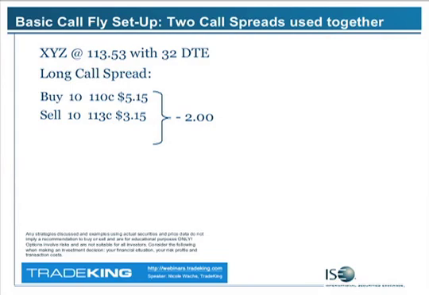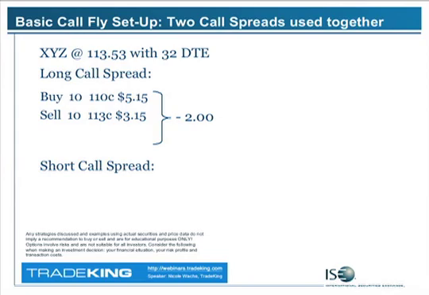So what we're saying here is the underlying is XYZ, and it's 32 days between now and expiration, and you are looking to buy 10 of the 110 calls and sell 10 of the 113 calls. That's a long call spread or a long debit spread, bull call spread, vertical spread. All those terms mean the same thing. And this debit here would cost you is $2. That's one side of the butterfly spread.